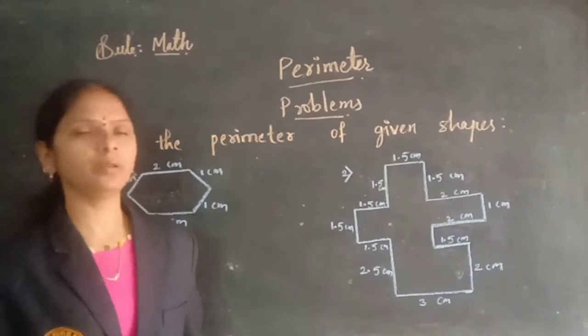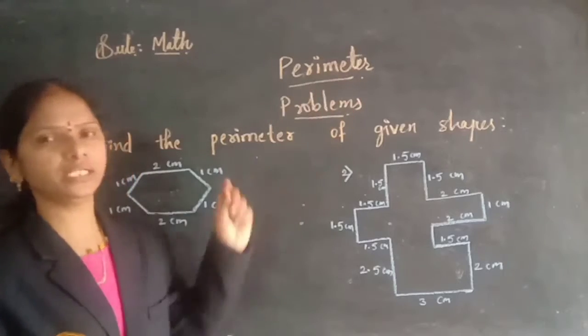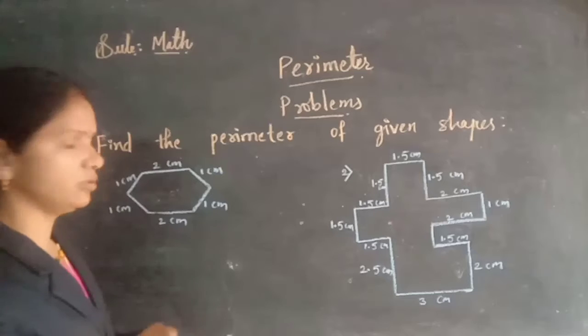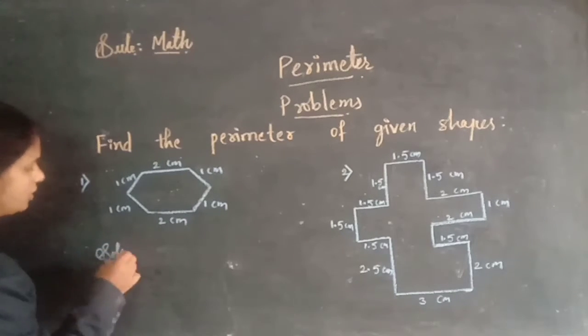Yes children, these are the problems here. Some shapes I gave here. For these shapes we need to find the perimeter. Find the perimeter of given shapes. So first shape you see here. Here you see the solution I am writing for the first shape.